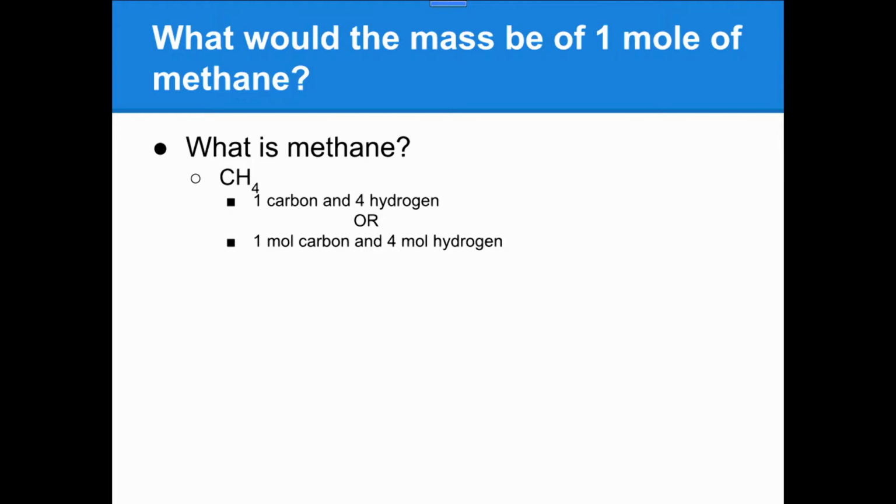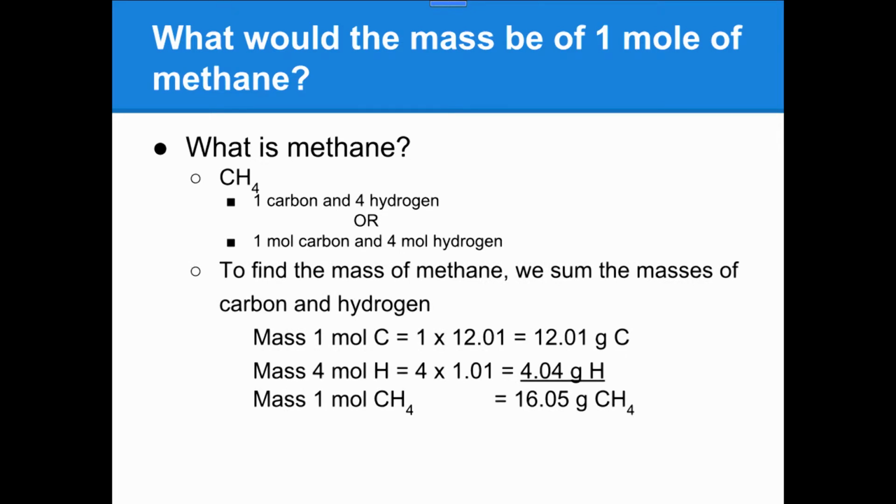So we can say it's 1 carbon and 4 hydrogen, or what this is actually saying is that there is 1 mole of carbon and 4 moles of hydrogen in this particular compound. That's what CH4 is telling us. Not only is it an ingredient list for the recipe for methane, just like 1 cup of flour, we have 1 carbon and 4 hydrogen, but a little bit deeper than that, we are actually saying that there is 1 mole of carbon and 4 moles of hydrogen. To find the mass of methane, we sum the masses of carbon and hydrogen together.